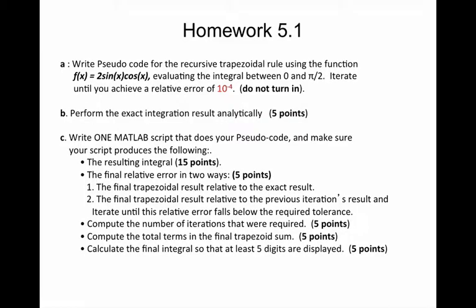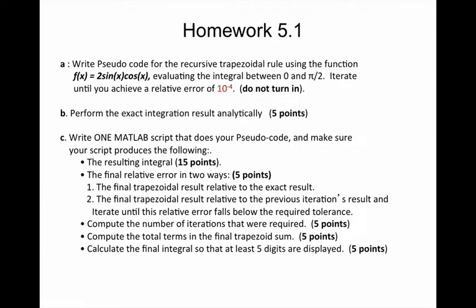But for part A, we're going to do pseudocode again for the trapezoidal rule. And we're going to try to integrate the function f of x equals 2 sine x cosine x. I do want you to assure a relative error accuracy of 10 to the minus fourth or less. Don't actually turn this in. In fact, during this hints video, we are going to look at that pseudocode, so you'll have it right in front of you, and from that you should be able to program it pretty easily.